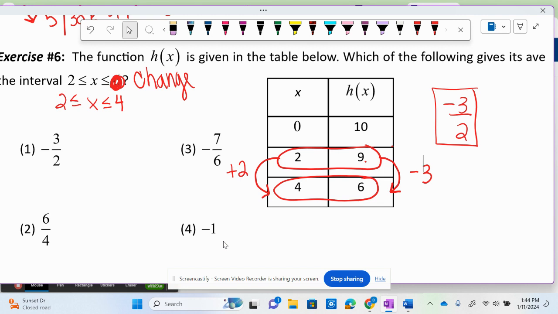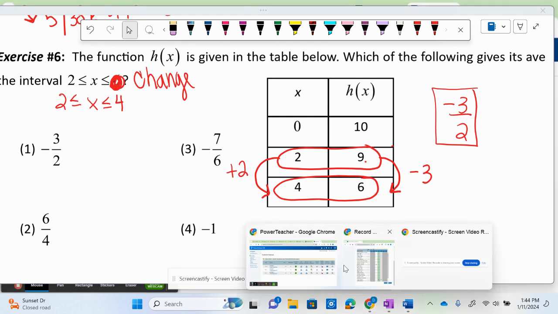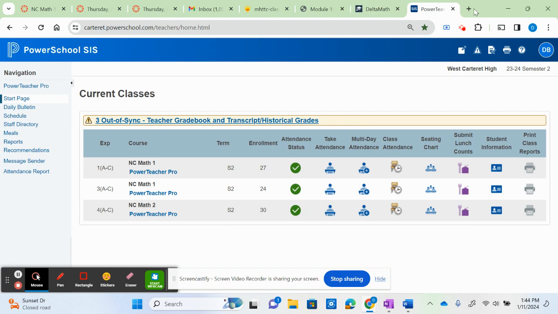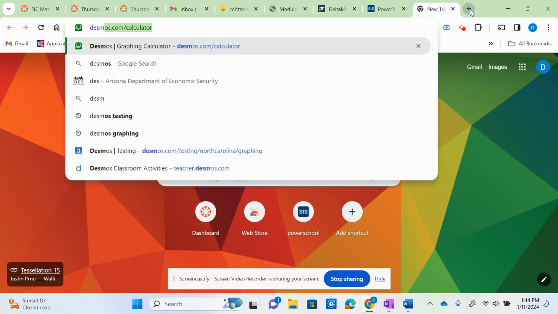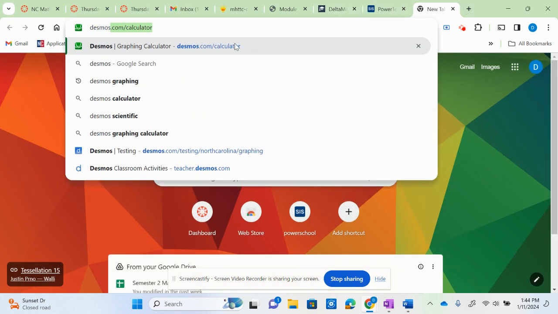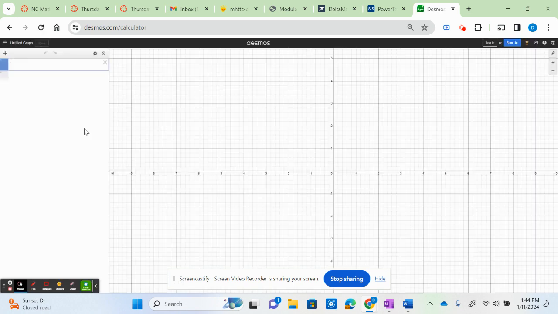Example number 7, I'm going to do using Desmos because I want you to see that you can use Desmos to solve something like this, right? So if you don't have a graphing calculator at home, use Desmos graphing because you want to make it easy for yourself, right? I don't want you guys to think that this is hard because it's not.